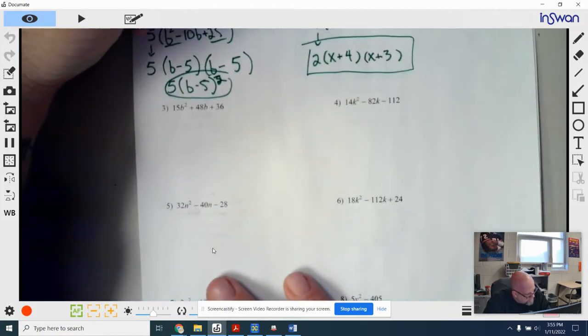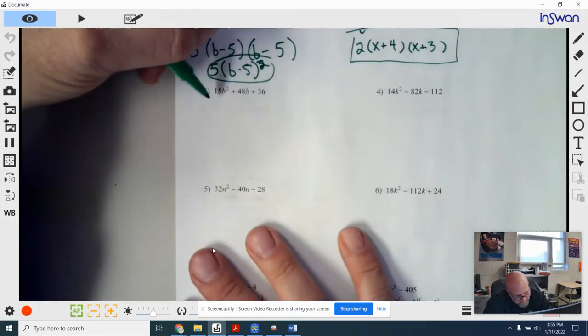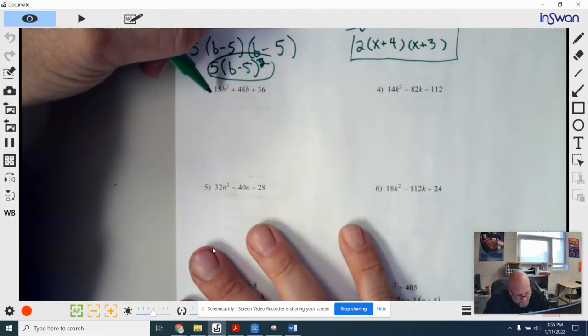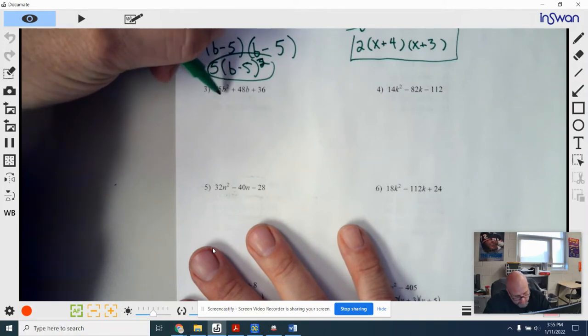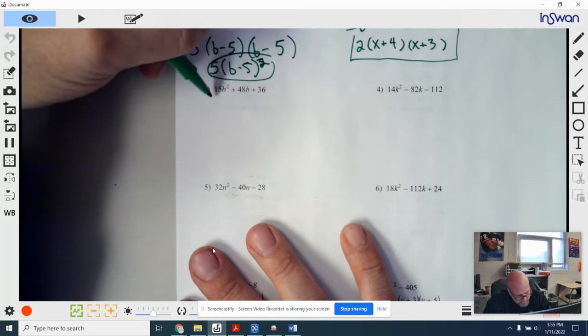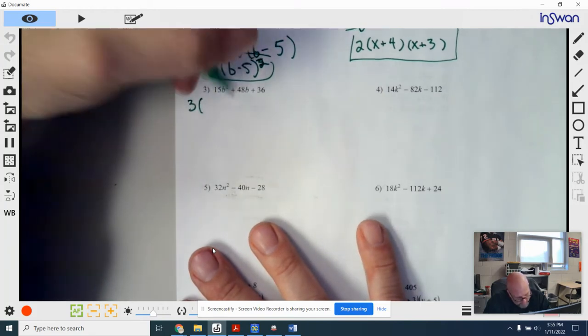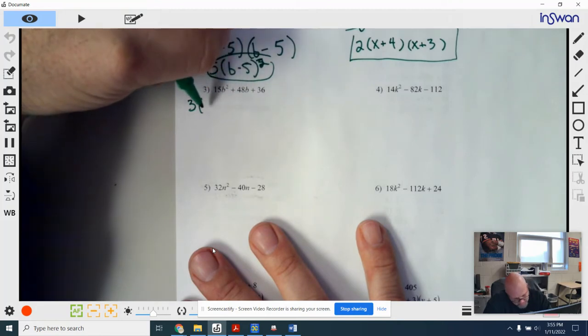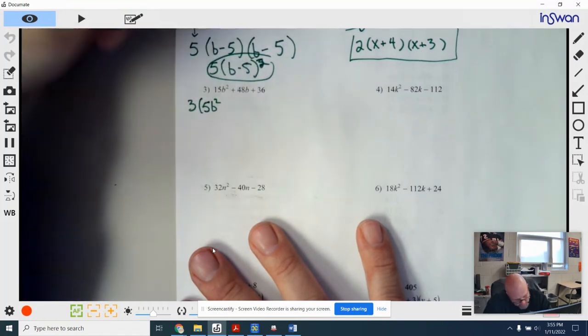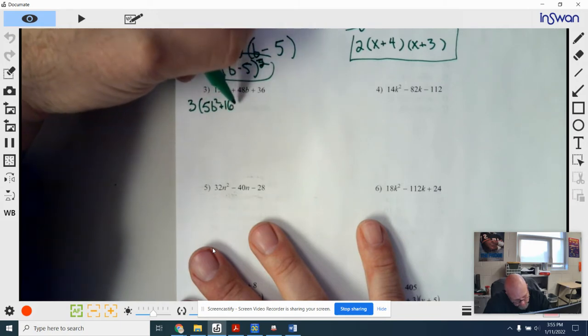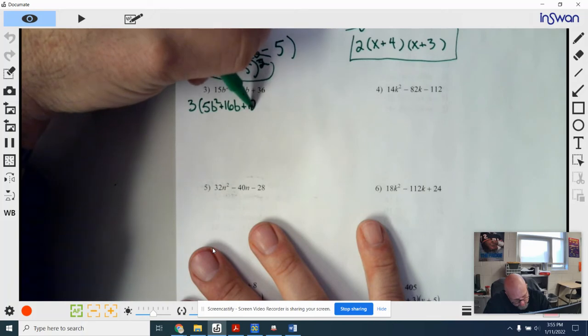Okay, moving on to number 3 here. This one's going to be a little bit more difficult because the numbers are a little bit larger. You've got 15, 48, 36. The GCF I noticed with these is going to be 3. So we're going to put back in here 5b squared plus 16b plus 12.